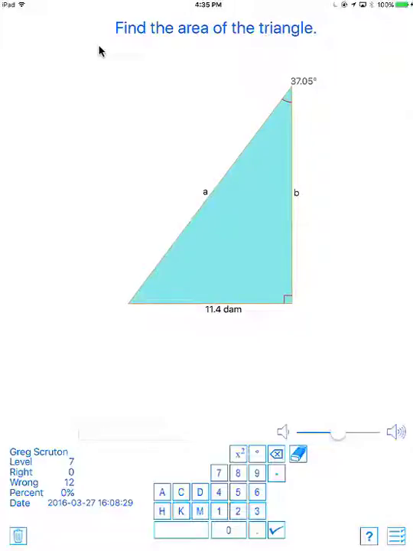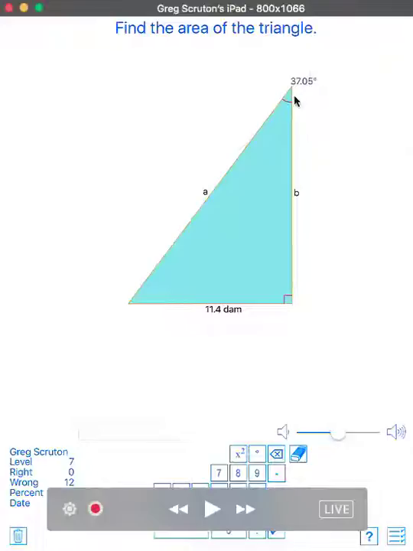Okay, and here the 11.4 is the base. In this case, it's the opposite side. And to figure out the area of the triangle, it's base times height divided by 2, and base and height are perpendicular. And the two legs of a right angle triangle are always perpendicular. So turn the two legs into base and height, and there you go.